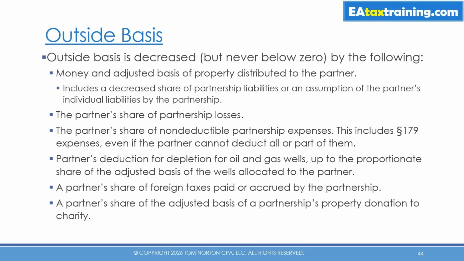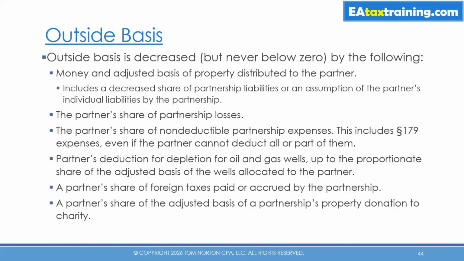Well, all of these things decrease it, however, never below zero. So basis can never go below zero. Remember that. But these things decrease it: money and adjusted basis of property distributed to the partner. So you make a contribution of property, you get an increase in basis. You take a distribution of property or cash, you have a decrease in basis. And this includes a decrease in the partner's share of liabilities.